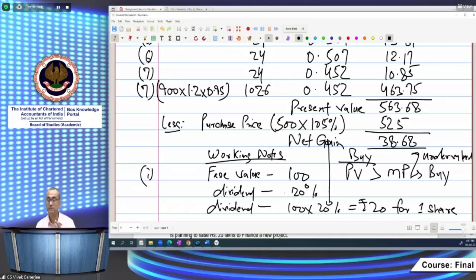क्योंकि इसमें प्रेजेंट वैल्यू जो है 563.68, परचेज प्राइस 525 से ज्यादा है, देयरफॉर करंट मार्केट प्राइस से ज्यादा है, देयरफॉर ये शेयर्स अंडर वैल्यूड है और इसको बाय करना चाहिए. अंडर वैल्यूड क्यों? क्योंकि फ्यूचर में इसके प्राइस बढ़ने वाले हैं.